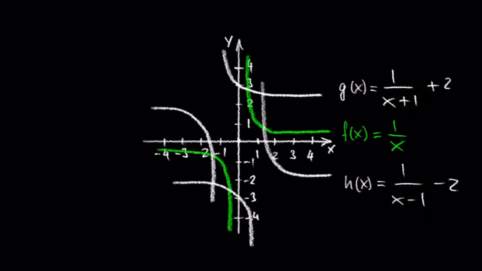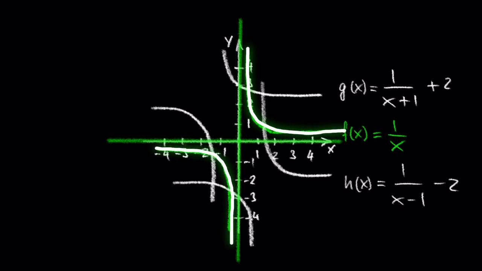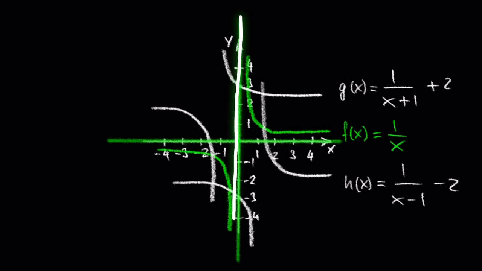The best way to sketch the shifted graphs is to look closer at the asymptotes of the graph of the standard reciprocal function. The asymptotes of the standard reciprocal function are the vertical asymptote and the horizontal asymptote.